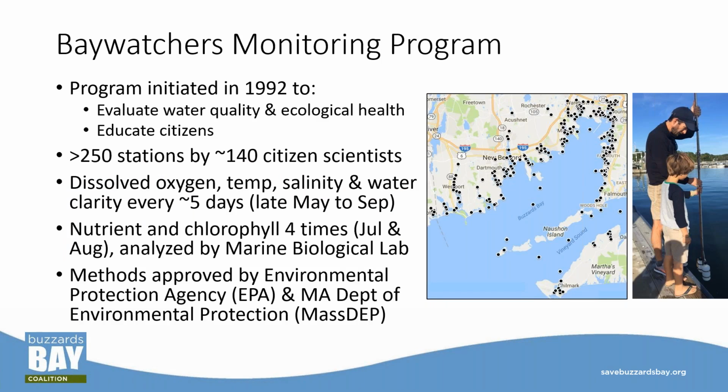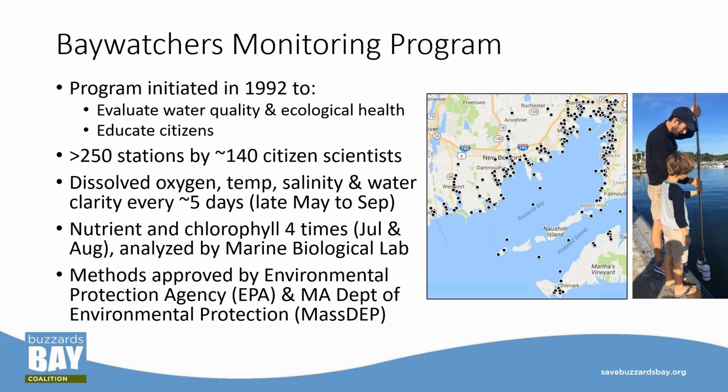So the Coalition's Buzzards Bay monitoring program was initiated in 1992 with two main goals. First, to evaluate water quality and ecological health over time, and second, to educate citizens on the local water quality issues in their areas. The map on the right, the black dots are our monitoring stations. We now have over 250 monitoring stations, and we monitor these with the help of about 140 citizen scientists. For the last 3 years, we've actually had over 160 volunteers helping us with this monitoring.